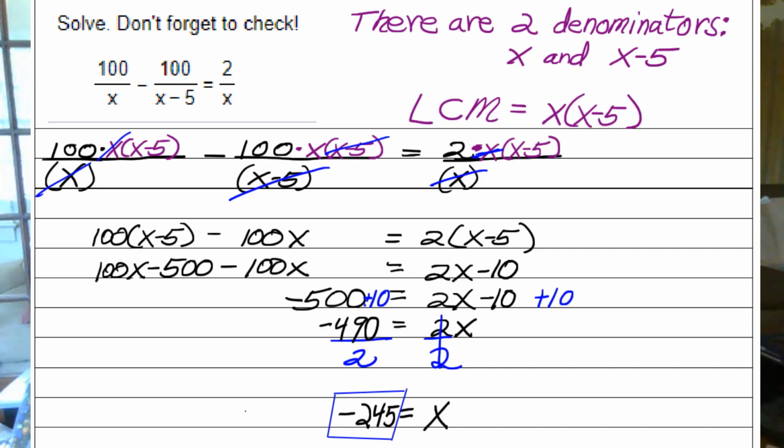That's what x equals. LCMs are better than chocolate chip cookies.